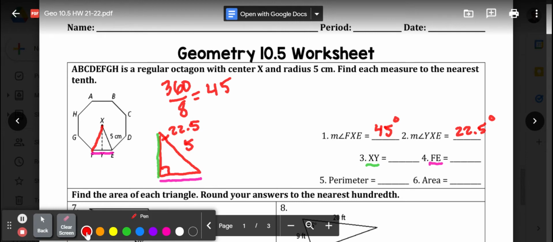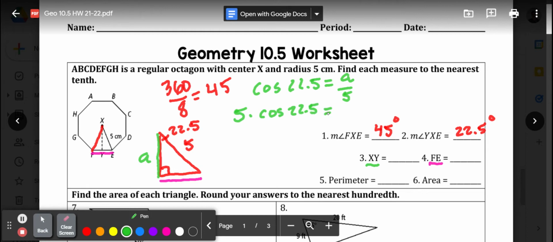So we'll use that in just a bit. Okay, let's find this guy first. This is the adjacent piece, so we have the hypotenuse and adjacent. That's going to be cosine. So cosine of 22.5 equals adjacent over hypotenuse, and we'll multiply by 5. So 5 times the cosine of 22.5 is about 4.6. So we get 4.6 for that piece right there.